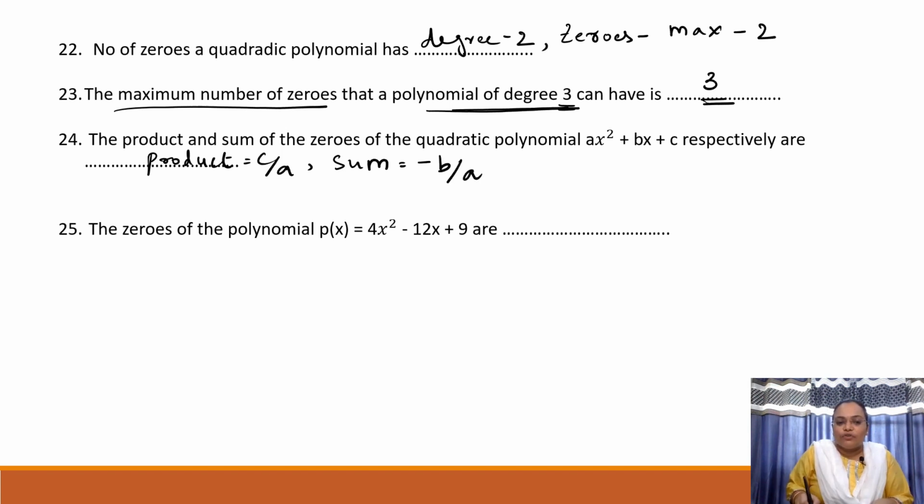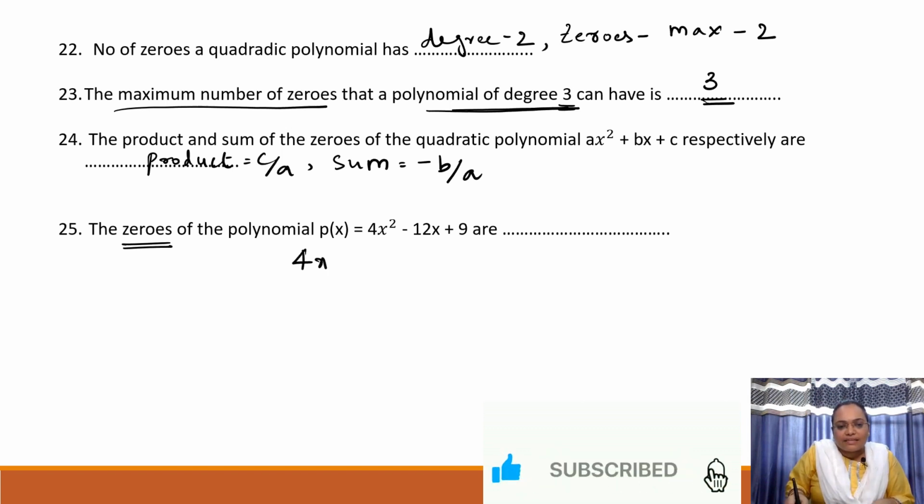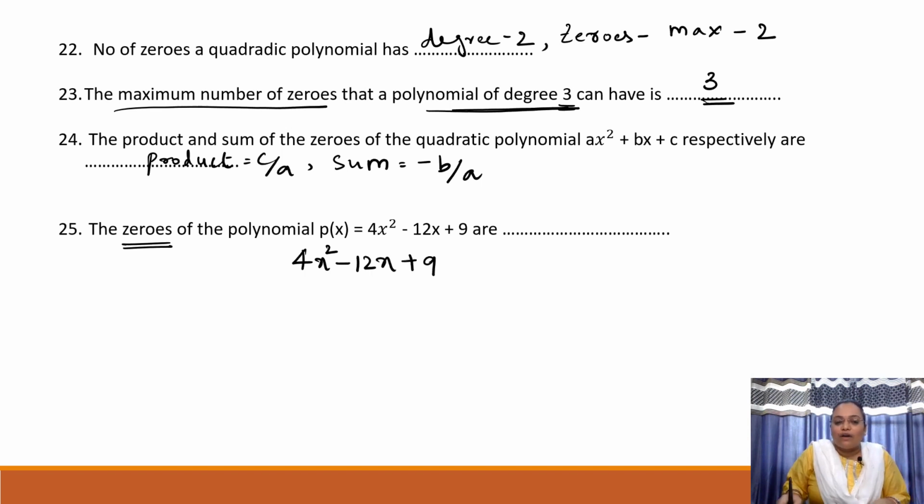The next one is we need to find the zeros of the polynomial 4x square minus 12x plus 9. Okay. So how do we do it? We need to multiply the constant term and the coefficient of x square, which is 36. Yes. Now we need to find all the factors of 36. Yes. 2 into 18, 3 into 12, 4 into 9 and 6 into 6.